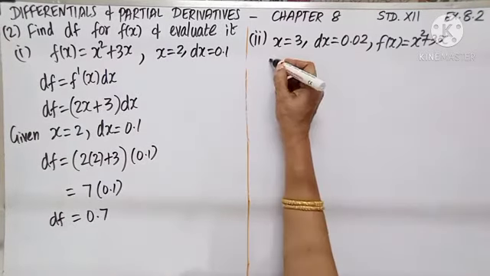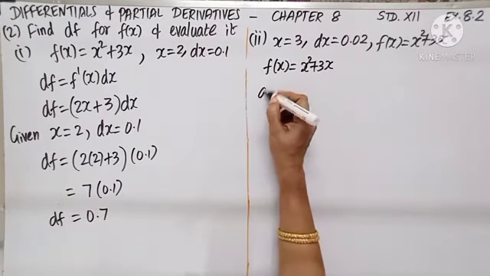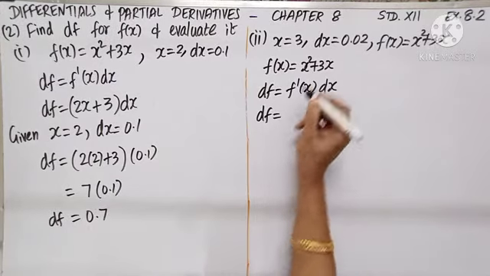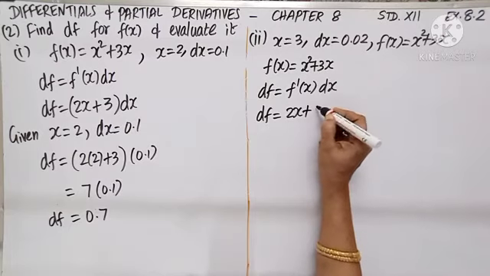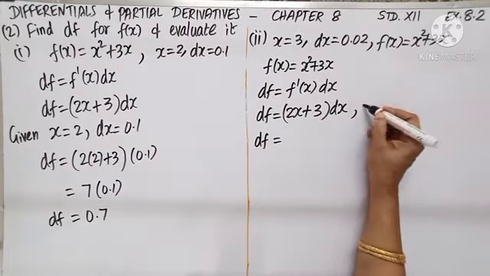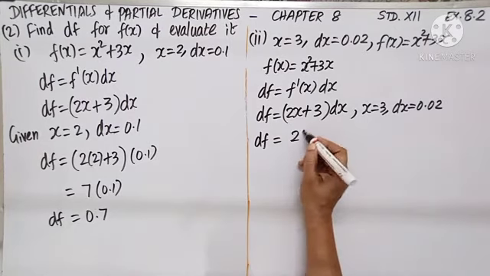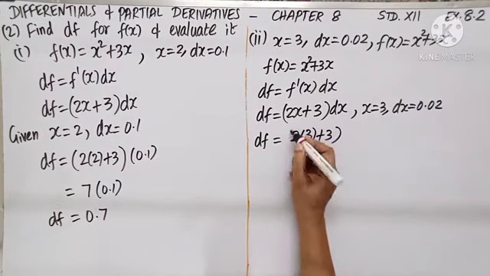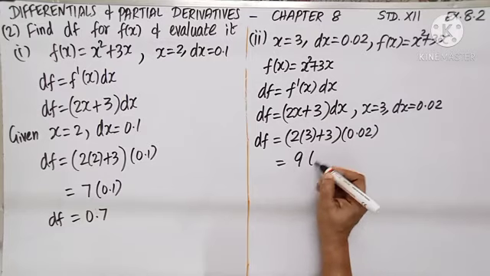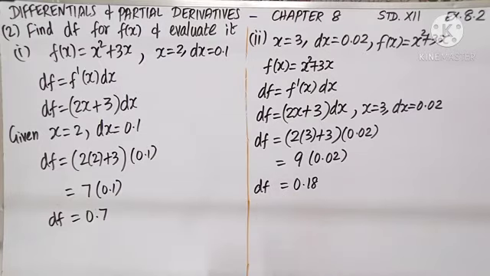Similarly, the second part, f of x is given as x square plus 3x. df equals f dash of x into dx. df equals x square becomes 2x, 3x becomes 3, into dx. Now x is 3, dx is 0.02. 2 into 3 plus 3, into 0.02. 6 plus 3, 9 into 0.02, so it is 0.18, and that is the answer.